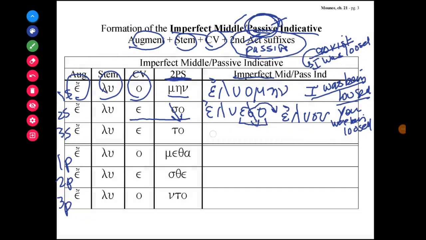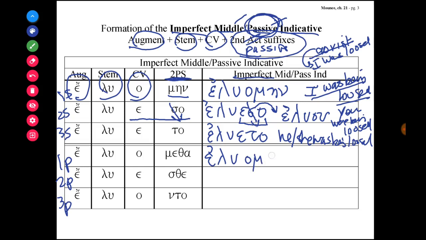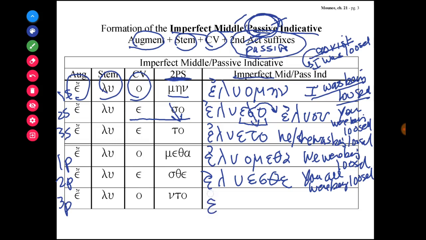He, she, it was being loosed is eluweto. We were being loosed is eluometha. You all were being loosed is eluesthe. And they were being loosed is eluonto.